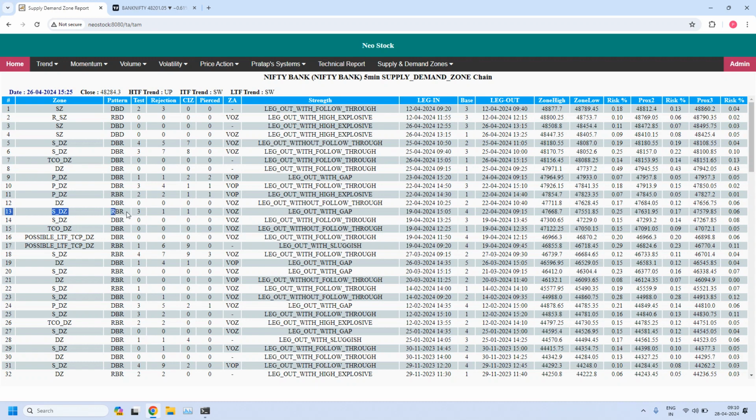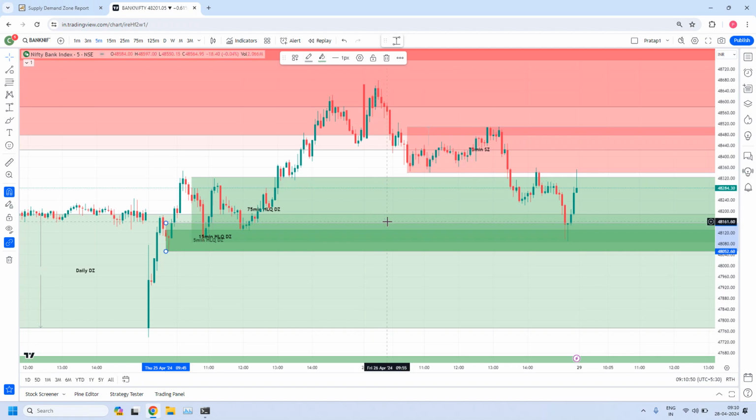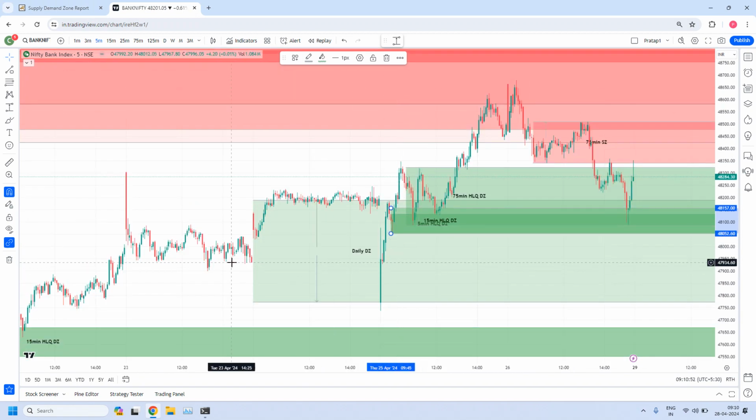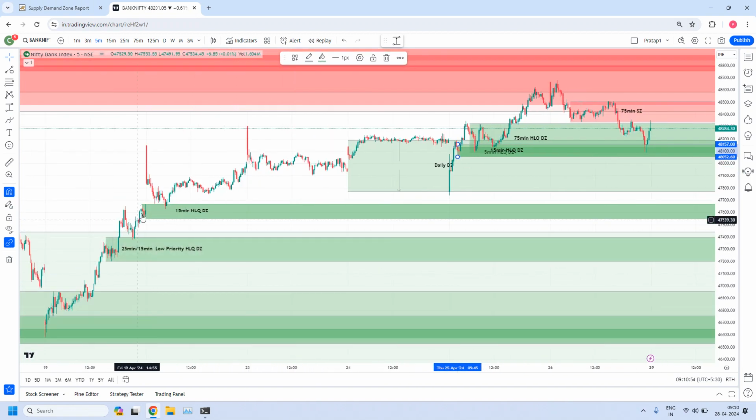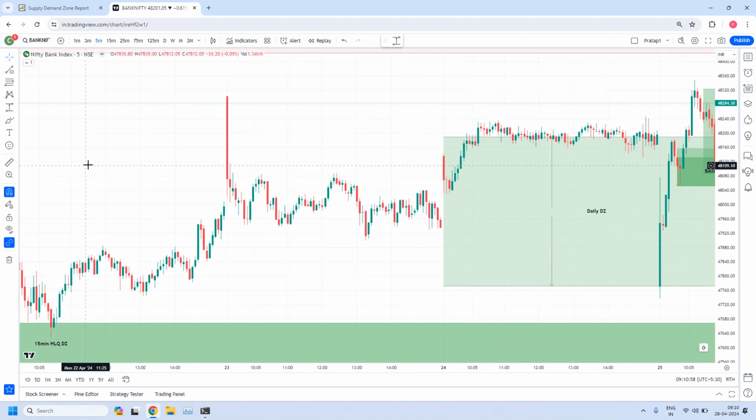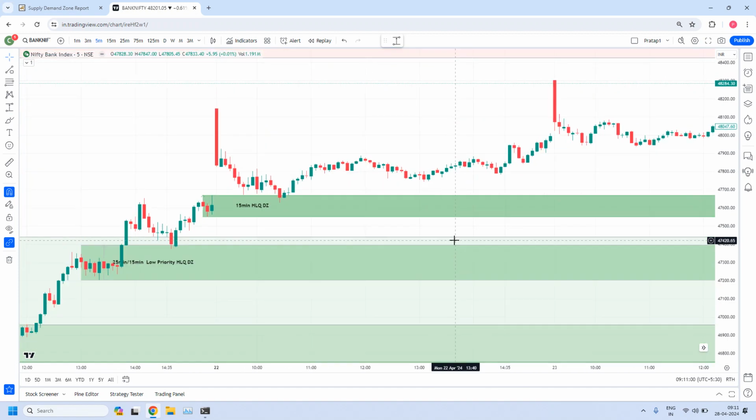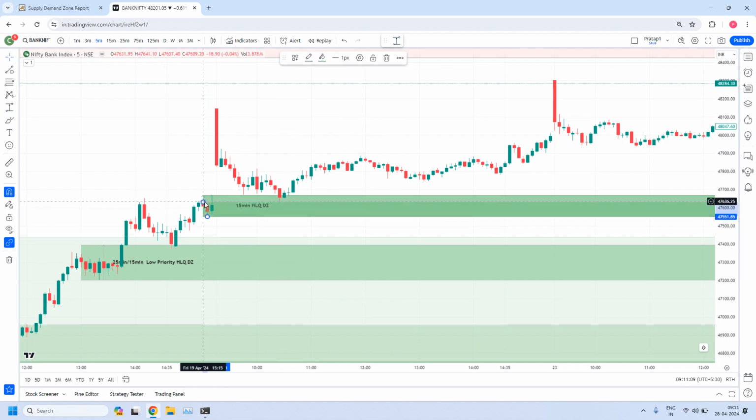And the 13th is a high liquidity demand zone, 19.4 to 15.5, again with 4 base candles. Here, this is the fine-tuned zone, inside this 15 minutes high liquidity zone. So anyway, this fine-tuned zone is also a high liquidity zone.